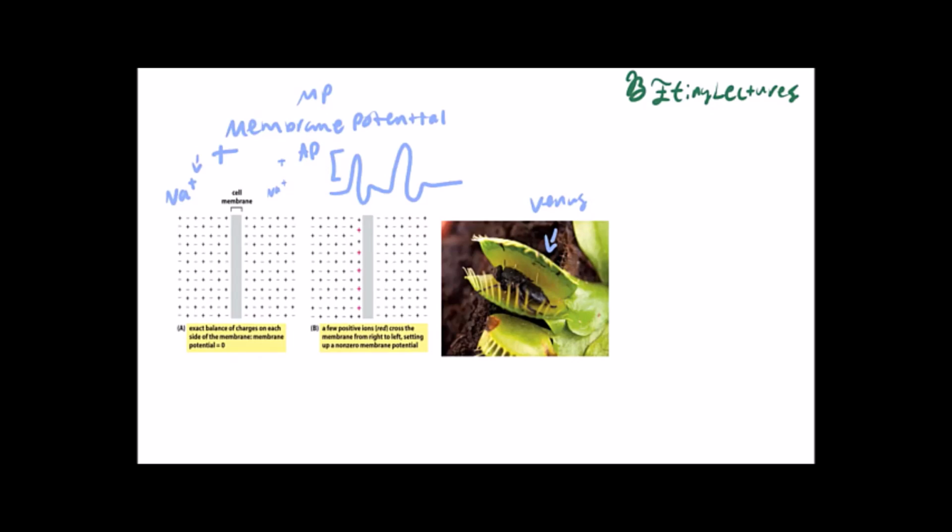But actually, it uses action potentials to capture its prey. So whenever a fly touches a little hair right here, the action potential is triggered, and so we see an influx of sodium entering the cell. And when this happens, we actually depolarize the membrane. We'll talk about that later. And when the membrane is depolarized, it allows the fly to be captured by the Venus flytrap. And so now we will watch a video of the Venus flytrap in action. This was created by the BBC, the British Broadcasting Company.